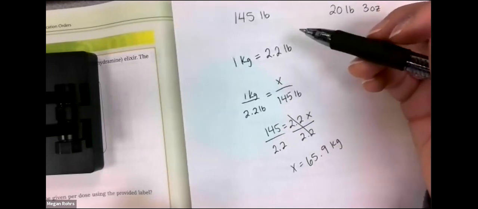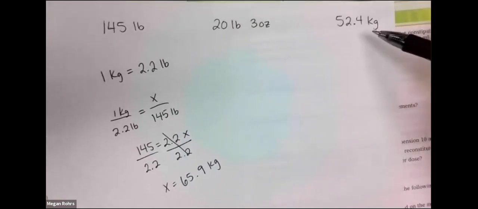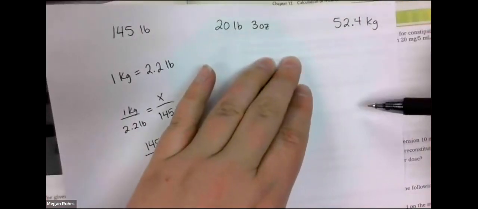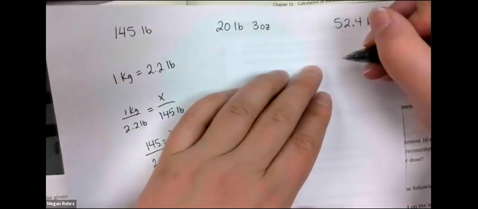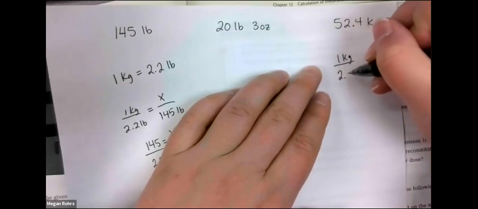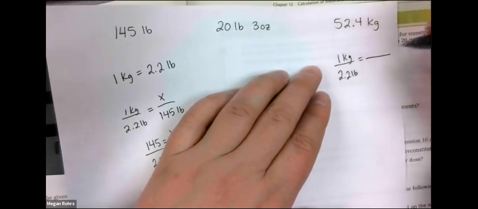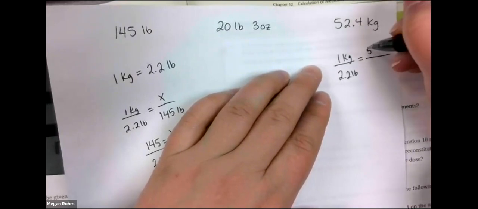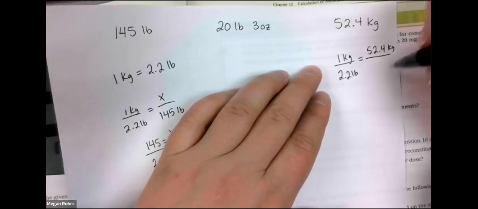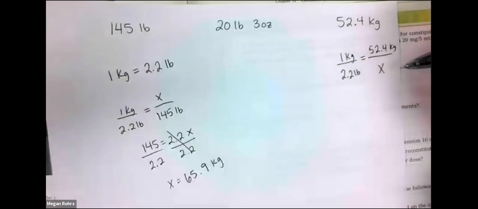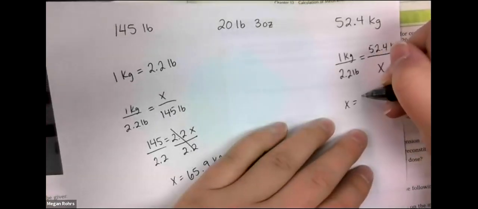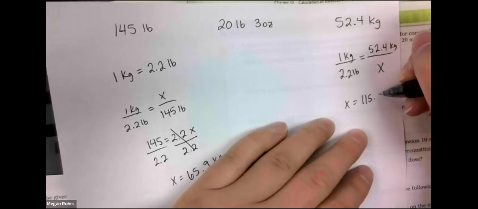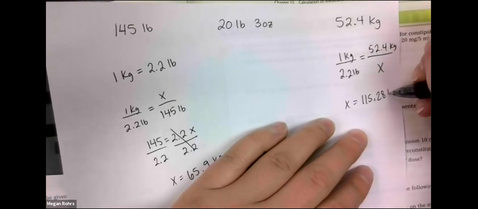Now, let's go the other way. Let's say for some reason we wanted to go from kilograms to pounds, we're still using this same conversion factor here. We know that 1 kilogram equals 2.2 pounds. So set that equal to what we're looking for. We know that we have 52.4 kilograms. This time we're looking for pounds. So we're going to take 52.4 times 2.2. That gives us 115.28 pounds.